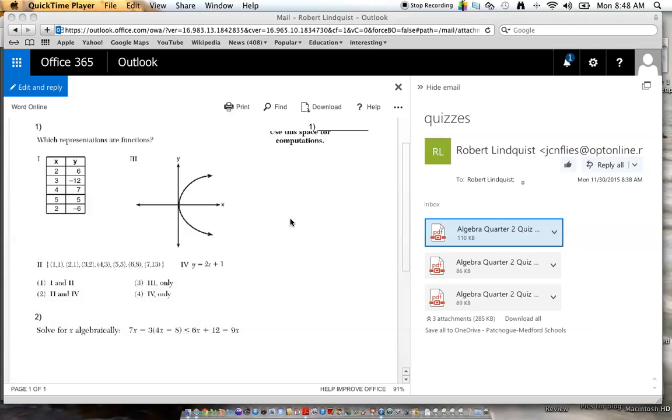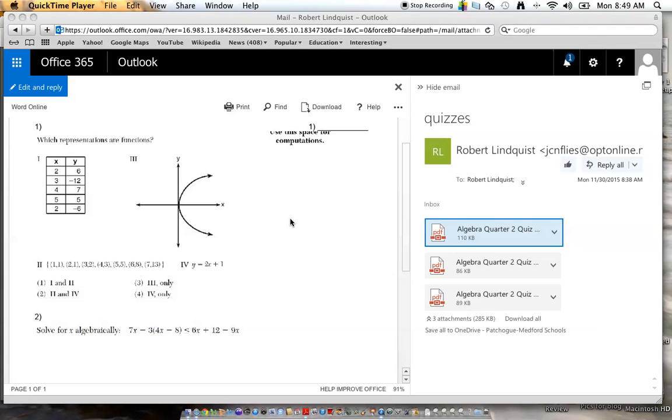Number 1 talks about which ones represent functions. Okay, which ones are going to represent functions? And the thing you have to remember about a function, guys, is that every input has to have a unique output. You can never have one input that has more than one output. If that's the case, it's not a function.